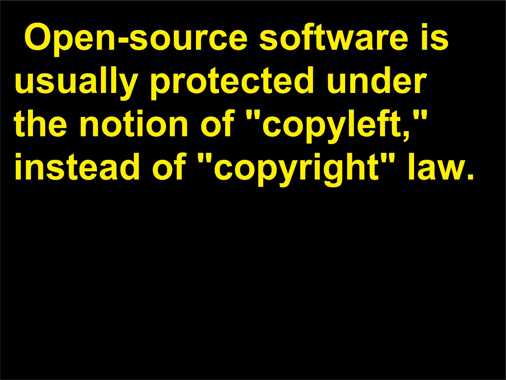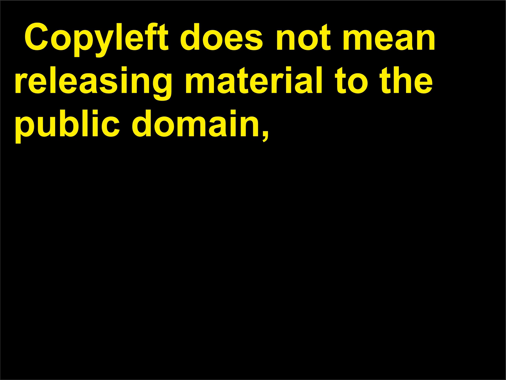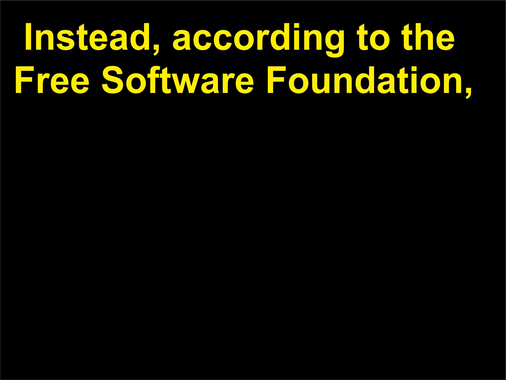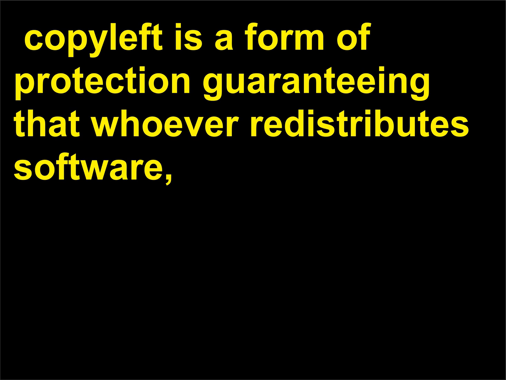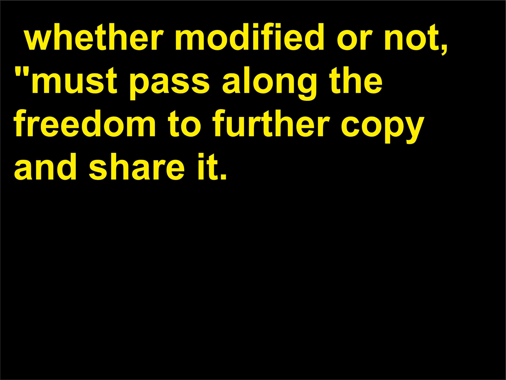Open source software is usually protected under the notion of copyleft, instead of copyright law. Copyleft does not mean releasing material to the public domain. Nor does it mean near absolute prohibition from copying, like the federal copyright law. Instead, according to the Free Software Foundation, copyleft is a form of protection guaranteeing that whoever redistributes software, whether modified or not, must pass along the freedom to further copy and share it.